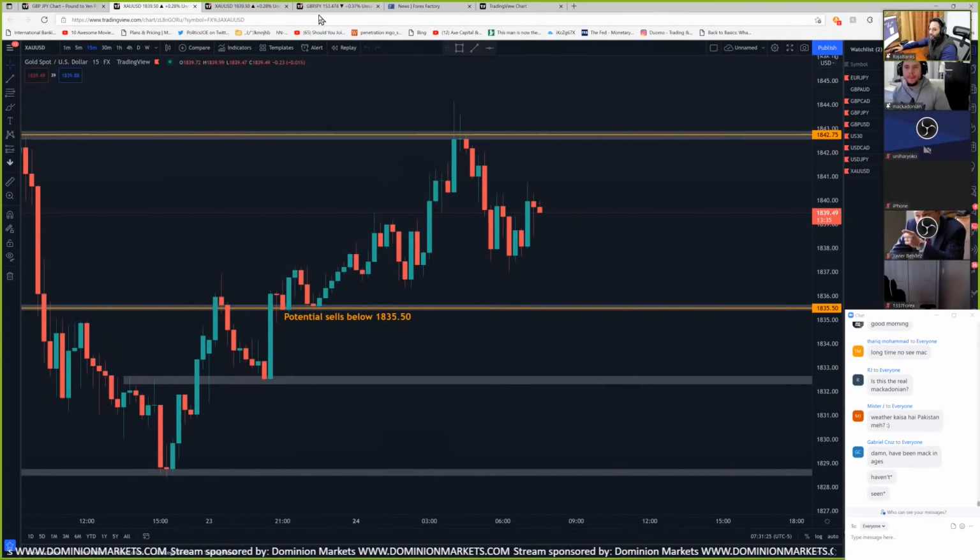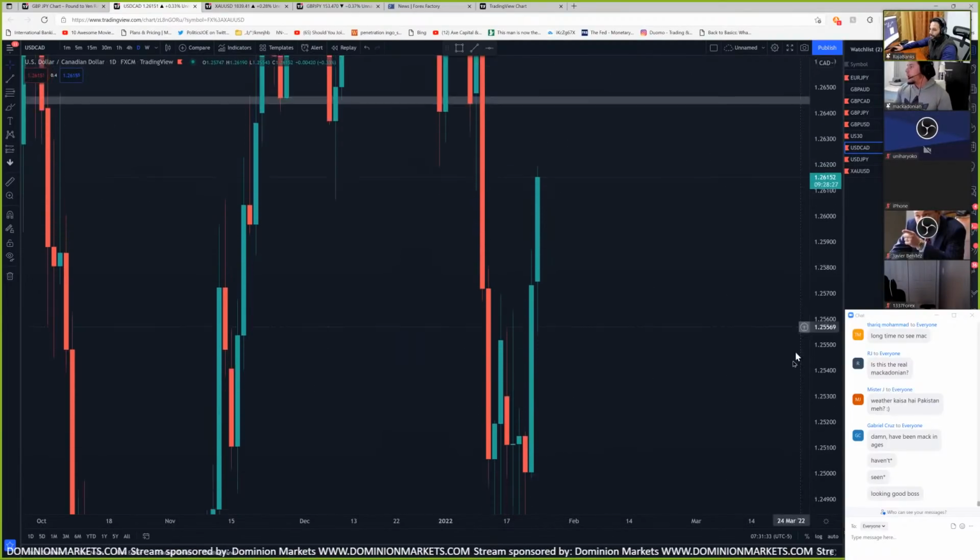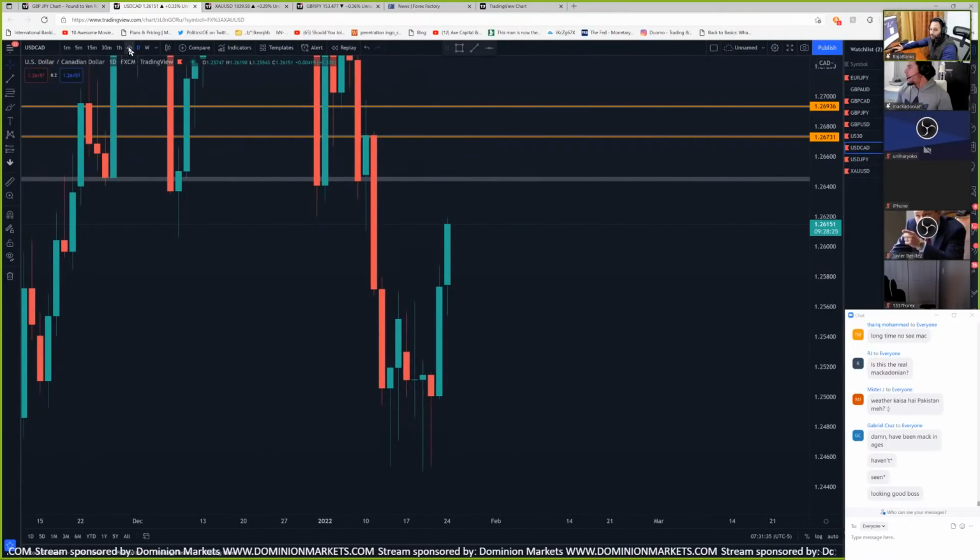All right. So, oh, this is not USD CAD. Okay, so let's start with the daily time frame. Daily is bullish, so you're looking for buys. Makes sense right here. Candle moving up.